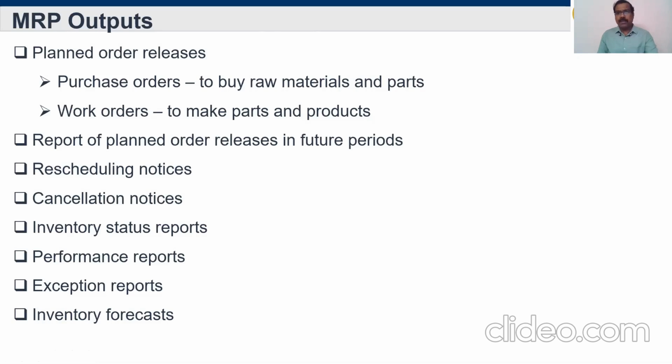To make parts and products, they release work orders to the particular production line. That is also done by the MRP. That is also one of the outputs. Then the report of planned order release in future periods. The planned orders they will be keeping, that one will be raised to the future periods.